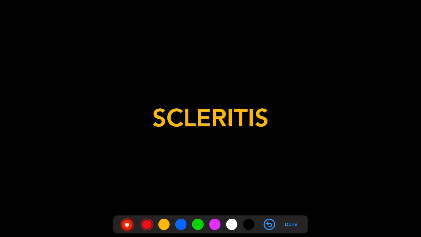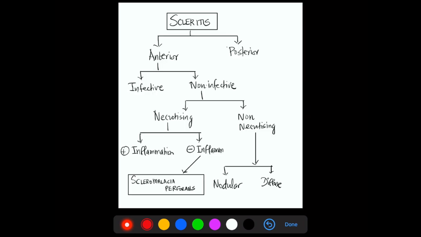Now let us talk about scleritis. Yes, we come to the main topic now. So scleritis can be differentiated into an anterior scleritis and a posterior scleritis. Posterior means it is posterior to the ora serrata.